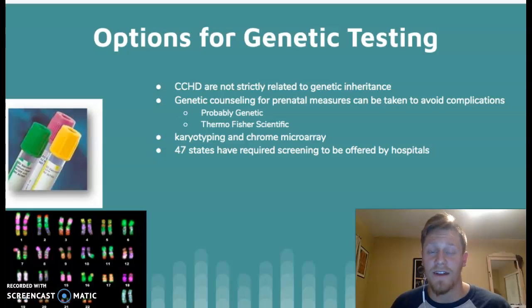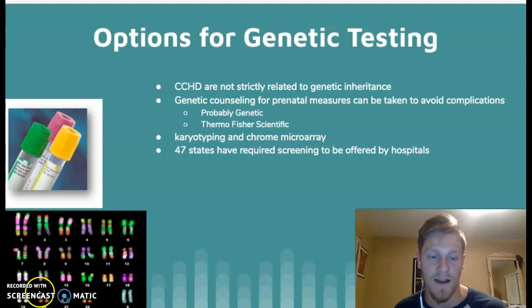Critical congenital heart defects are not strictly related to genetic inheritance. Copy number variants can occur, which are just random repeats of genes that can cause heart defects. But genetic counseling for prospective parents can be very important too. Prenatal measures can be taken to avoid complications, and companies like Probably Genetics and Thermo Fisher Scientific can offer direct-to-consumer genetic counseling, while you can also get this done with your healthcare provider. 47 states require that screening be offered by hospitals because congenital heart defects are so common, and that can be done through karyotyping.